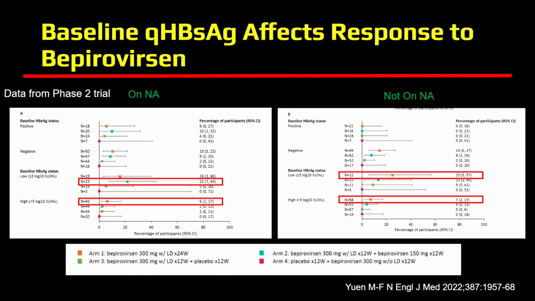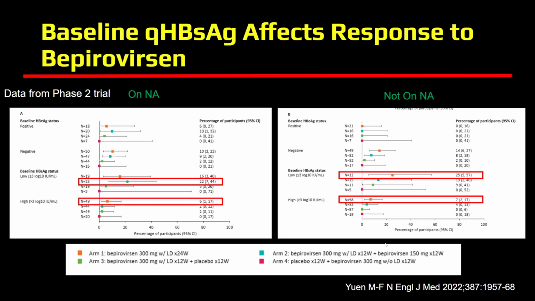Similarly, among persons not on nucleoside analogs, similar findings were observed. Those with low levels had a response rate of 25% compared to only 7% of those with higher levels. So the key take-home message from this data is that lower surface antigen levels were associated with a 3 to 4-fold greater likelihood of experiencing S antigen loss, which is why a surface antigen level of 3,000 was chosen as an eligibility criterion for the phase 3 study.